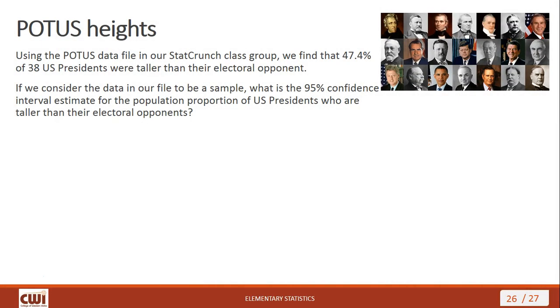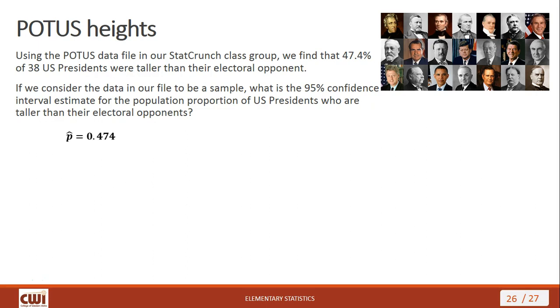Let's look at another example involving the heights of presidents of the United States. So in the data file for presidents of the United States that we have in our StatCrunch group, we find that 47.4% of the 38 U.S. presidents in the file were taller than their electoral opponent. If we consider the data in our file to be a sample of the whole, which is not that far-fetched because we've had more than 38 presidents since our nation was founded, what is the 95% confidence interval estimate for the population proportion of U.S. presidents who are taller than their electoral opponents?